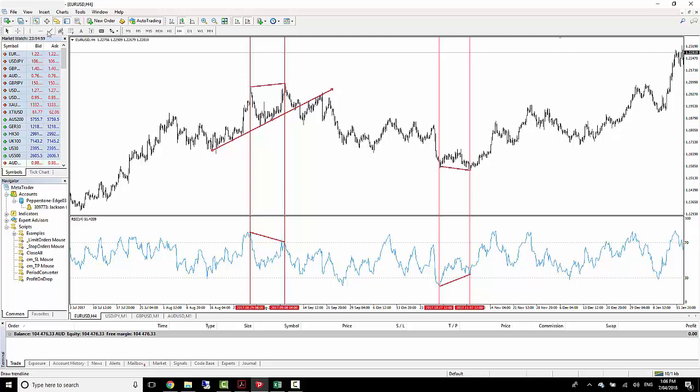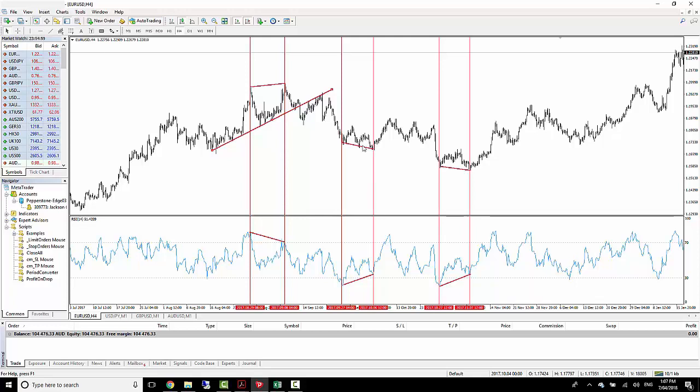Let's have a look at this. There's another example here, which is pretty cool, and I like it. Between these two points here, we're still making lower lows in price, and now we're making higher lows on the indicator. So that's divergence for you. See if you can go and do the same thing on your chart.